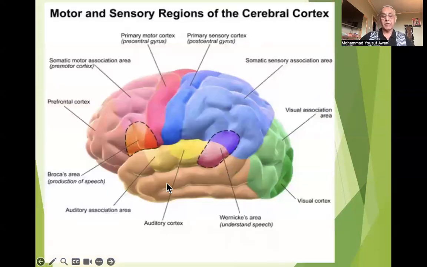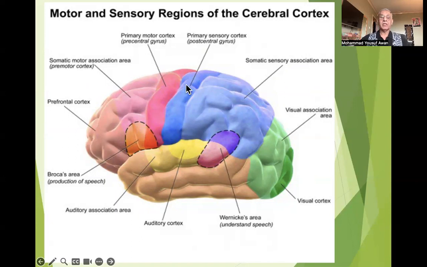Then in a bit more detail in this slide, you have the precentral gyrus, which has the primary motor cortex, the postcentral gyrus, which is the primary sensory cortex, and the area in front of this is called the motor association area, the premotor cortex, and the prefrontal cortex. The frontmost part of the cerebral cortex is the prefrontal cortex. What is the function of this part we'll discuss in subsequent slides.